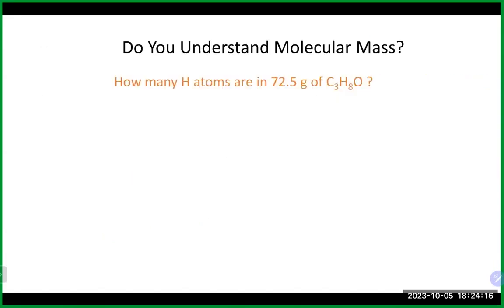Let's go back and look again. There we go. In this case, we want to know how many hydrogen atoms there are in 72.5 grams of C3H8O. So clearly one of the keywords here is atoms, so again, we're going to need to use Avogadro's number. But in this particular case, we are not interested in everything there. We're just interested in the hydrogen part of it, not the carbons or the oxygens.